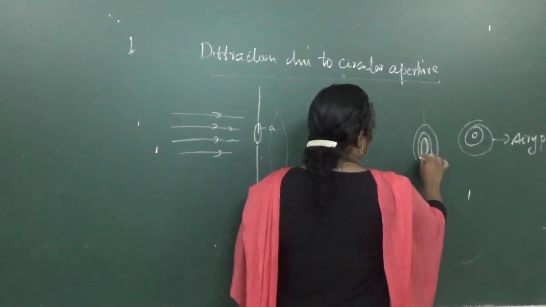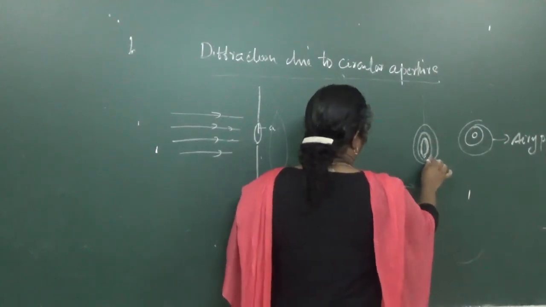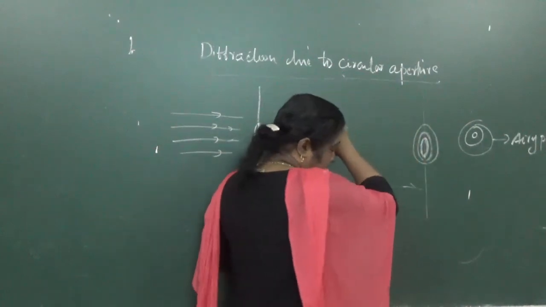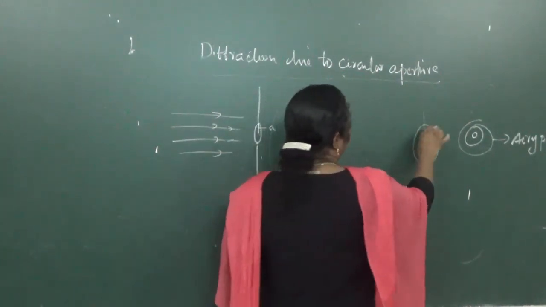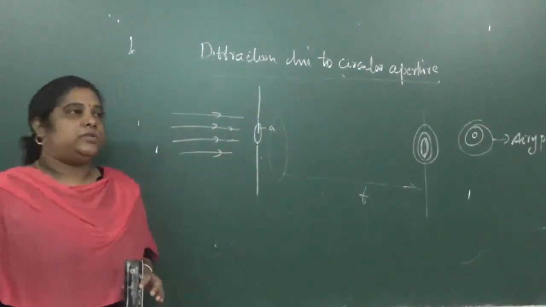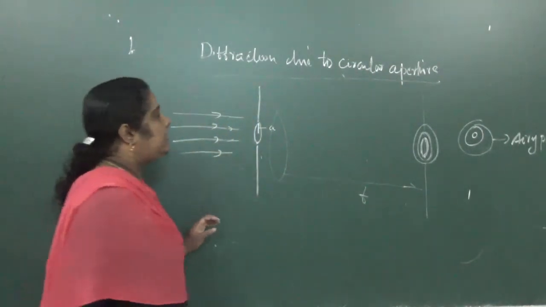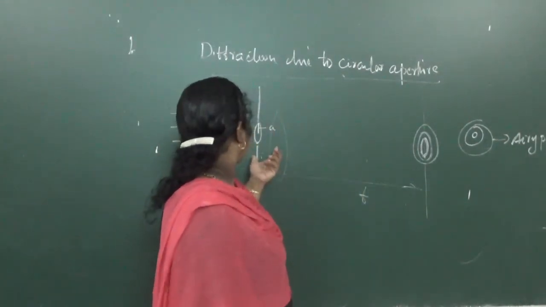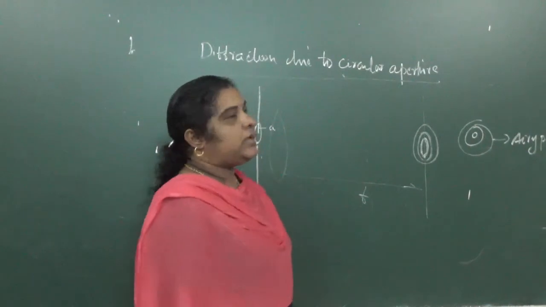So instead of having a single bright fringe, we are getting alternate dark and bright fringes. That is the observation we are getting for our circular aperture.